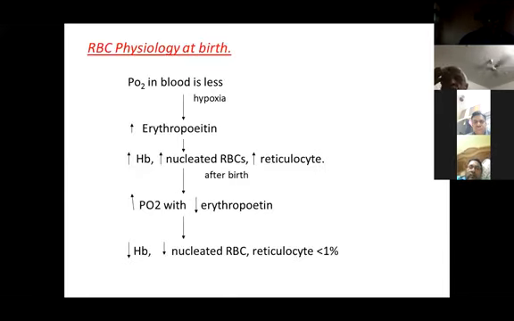So what happens to the RBC physiology at birth? In the intrauterine period, there is hypoxia. Because of that, there is more and more erythropoietin, so more and more hemoglobin production, more nucleated RBCs, and increased reticulocytes. After birth, because of increased PaO2, there will be decreased erythropoietin production, resulting in decreased hemoglobin production and decreased nucleated RBCs, and reticulocytes will be less than 1%.